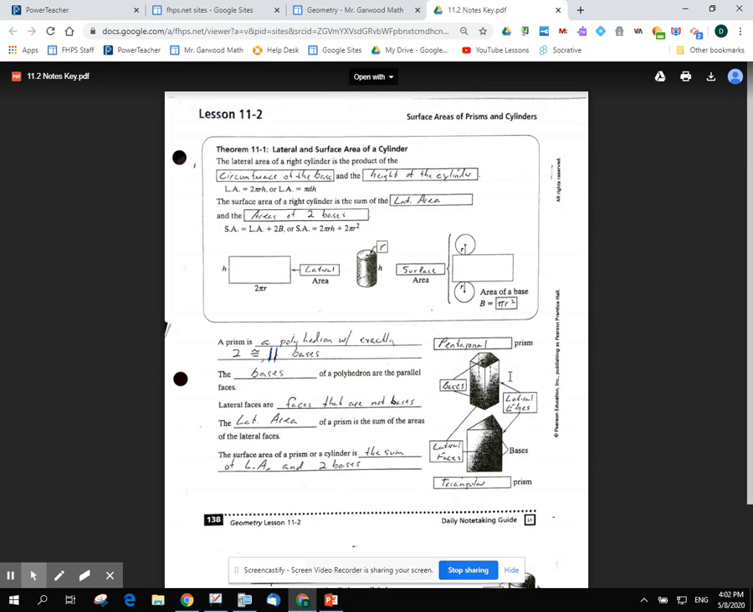I do think you should read through the rest of that and make sure you understand what I wrote in there. You could print it if you want to.